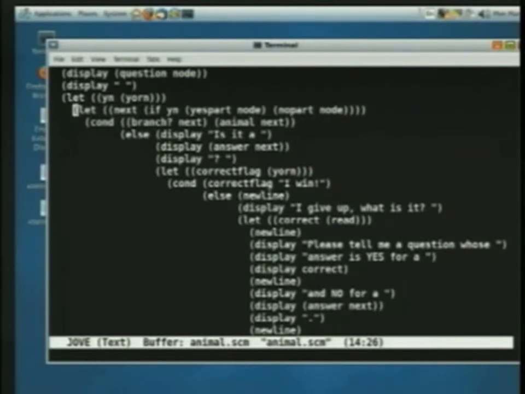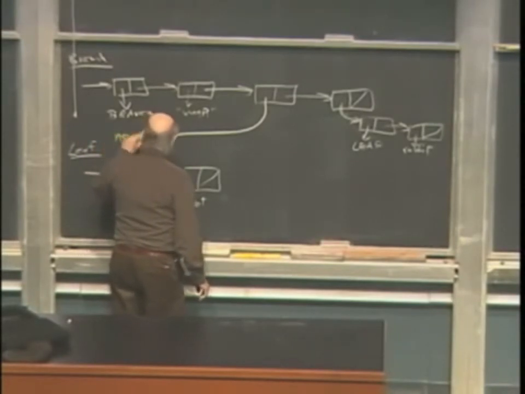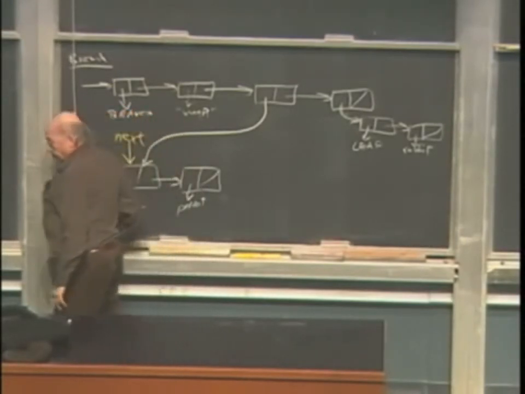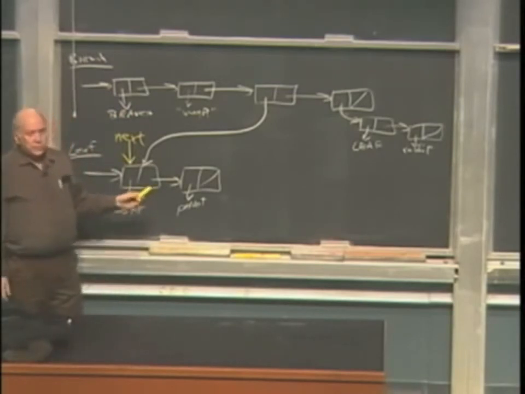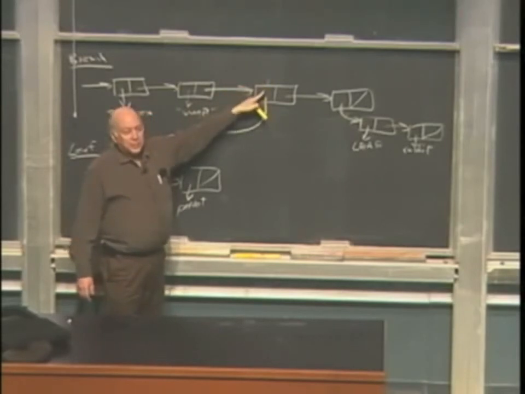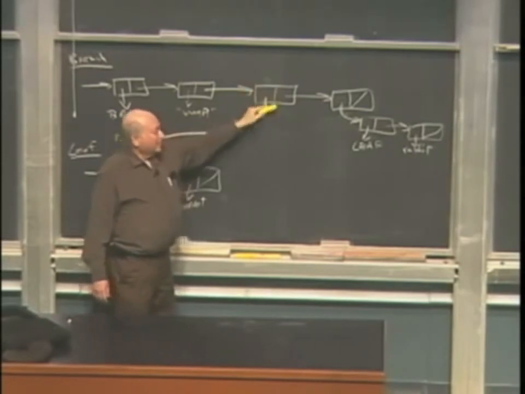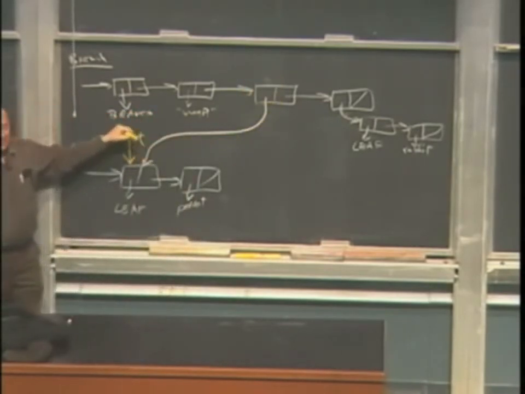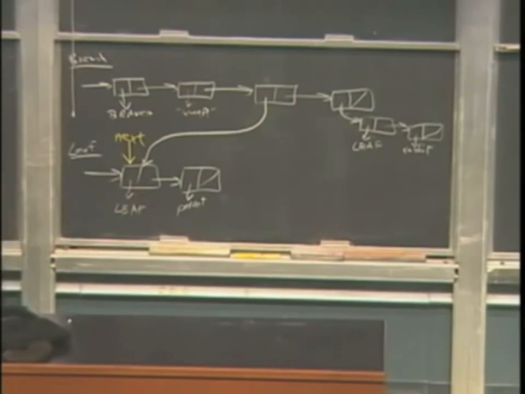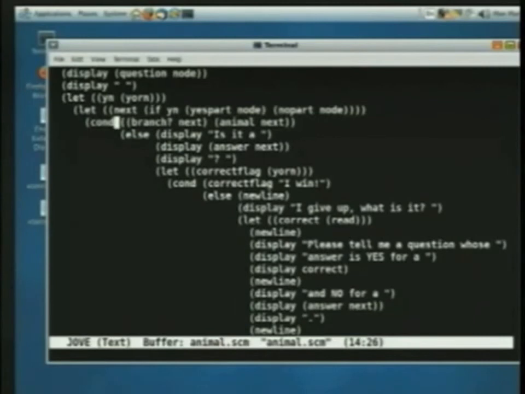I said yes, so this is next. Please don't draw an arrow into here thinking that you're pointing to the car of this pair. There's no such thing as pointing to half a pair. The car of this pair is the thing that is in the car. Okay? So now we let next be that. Now I say, is this a branch or a leaf?